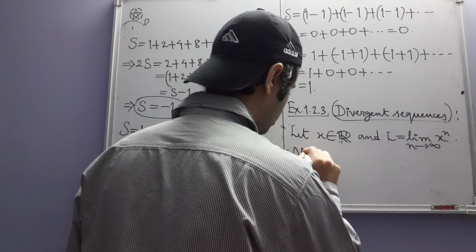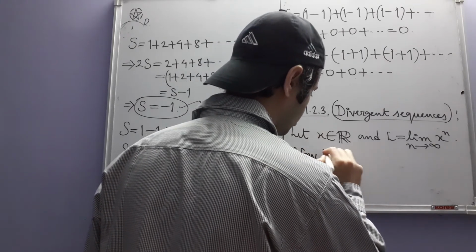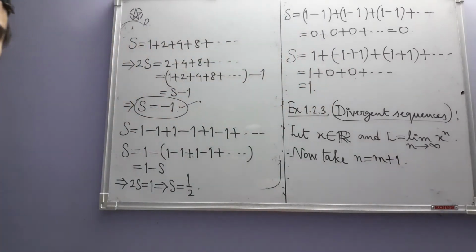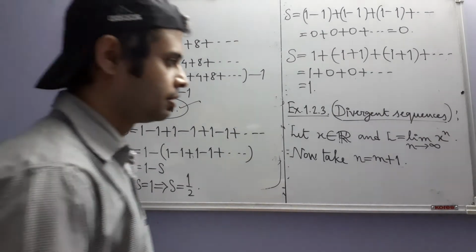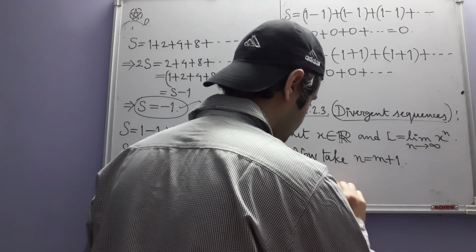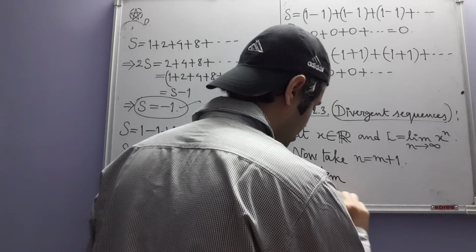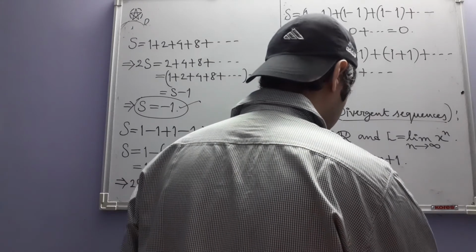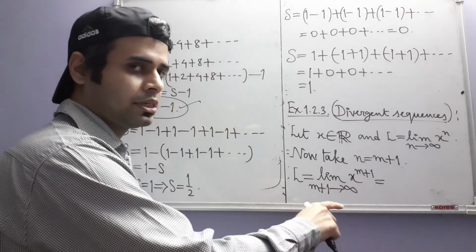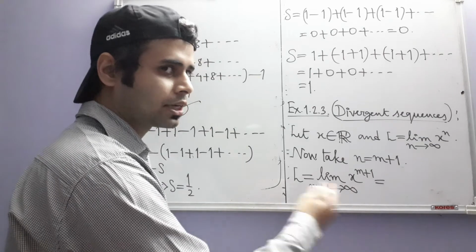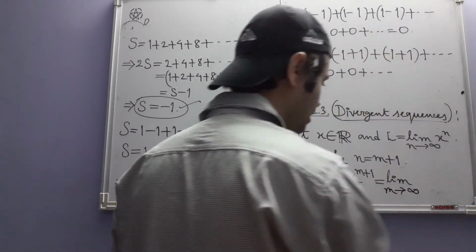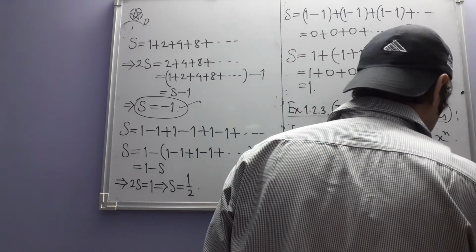Now I make the substitution. In place of n, I am writing m plus 1. m is another variable which is nothing but n minus 1. So with this substitution, what do I get? L is equal to limit m plus 1 tends to infinity x to the power m plus 1. Now if m plus 1 tends to infinity, m also should tend to infinity, because otherwise m plus 1, how can it go to infinity? m tends to infinity, and this can be written as x times x to the power m.